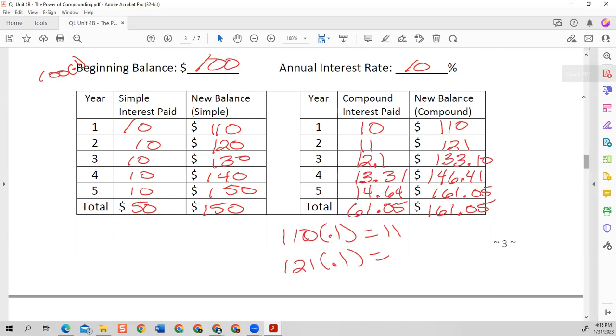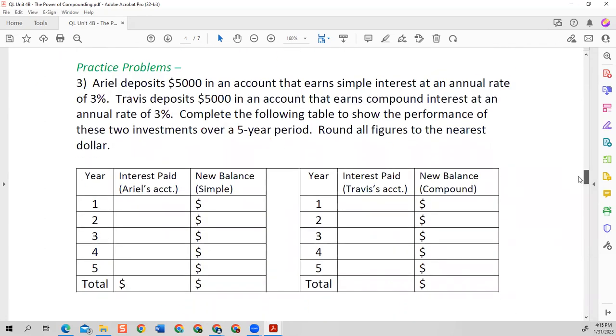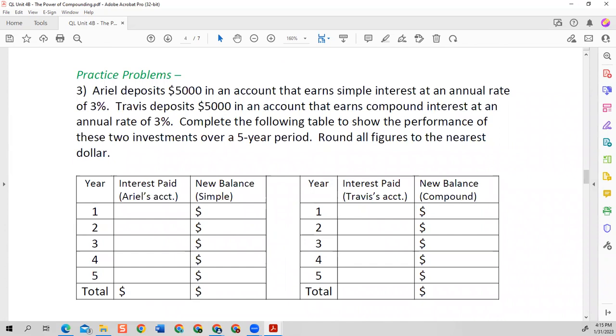And if you needed to, write out to the side again, that 100 times 0.1 gave us 10. That's where we started. Okay. All right. Moving on.